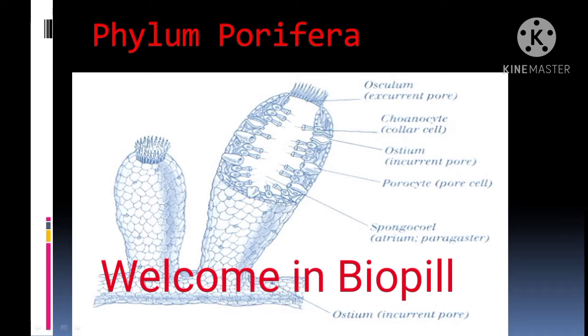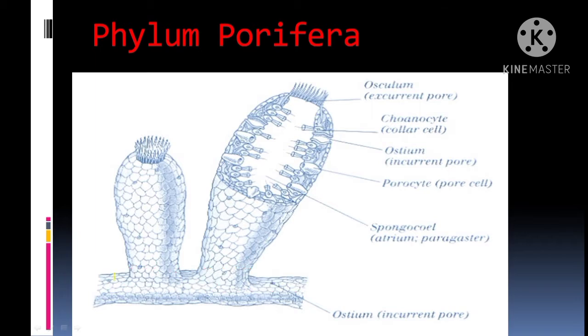In this section we will talk about phylum Porifera. As we know, the members of Porifera are pore-bearing organisms. Mostly the organisms show a number of pores present on the body. Mostly these organisms are aquatic. Some of them are marine, some are freshwater organisms.